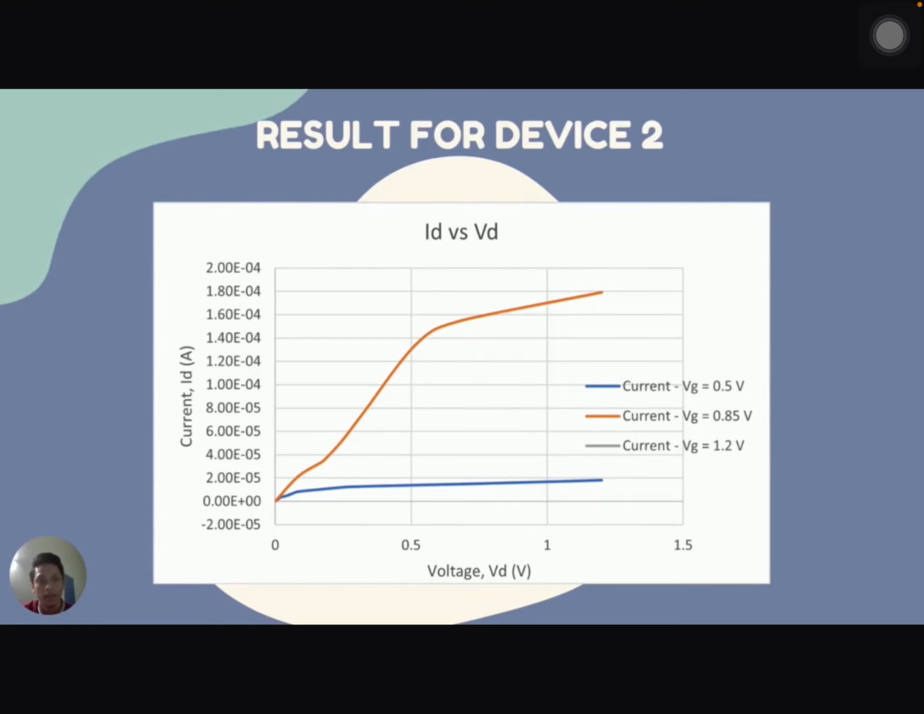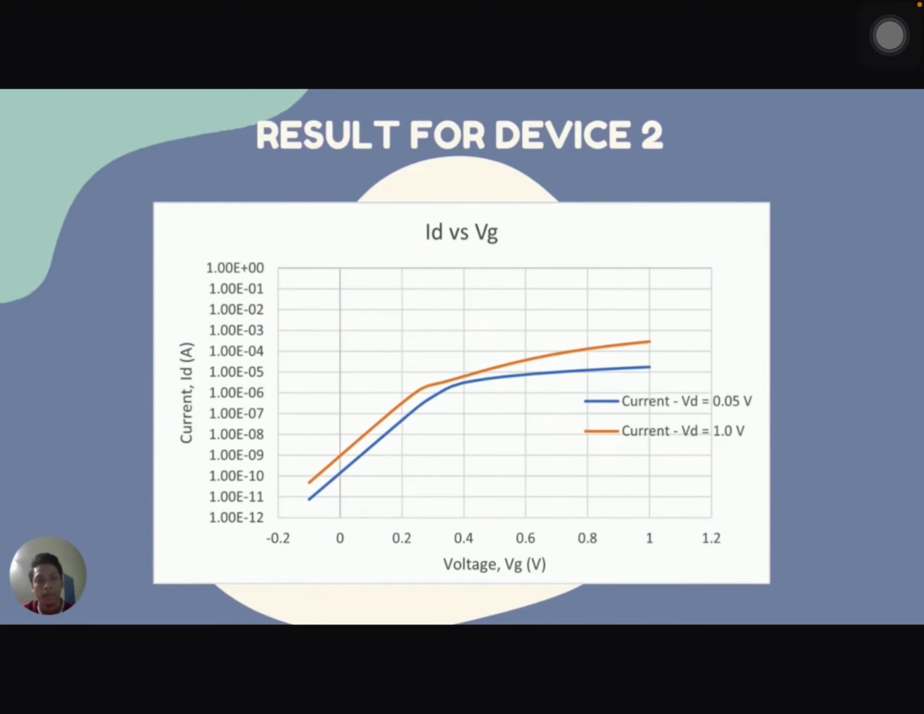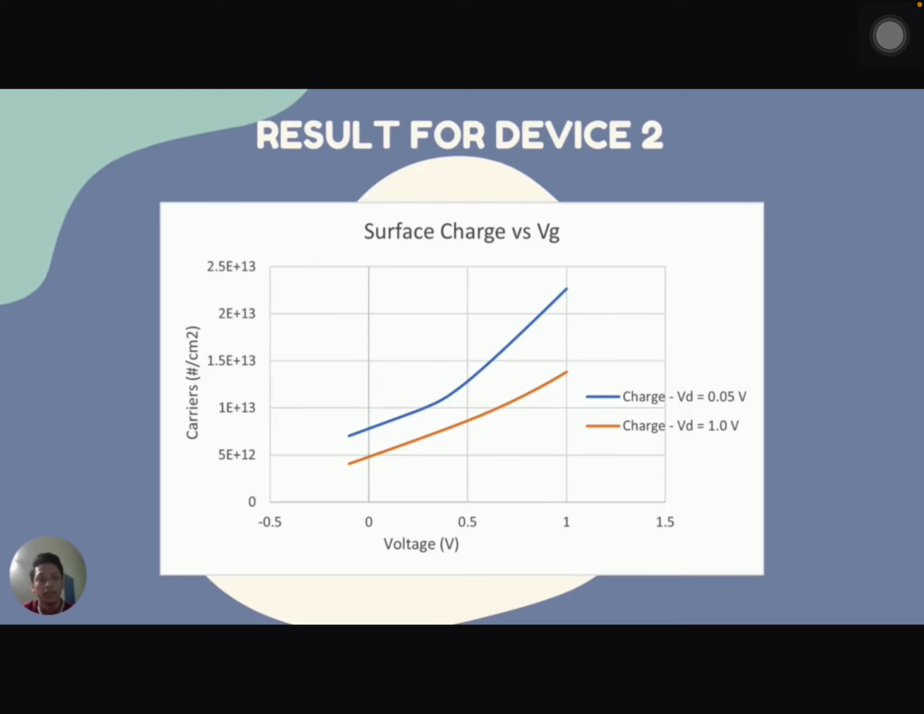Result for device 2: for the ID versus VD graph, when we apply higher VG, we get higher ID current, and when we apply lower VG, it will produce lower ID current. For the ID versus VG graph, when we use higher VD, we get higher ID current, and lower VD gives lower ID current. For surface charge versus VG, higher VD voltage produces lower carrier concentration, and lower VD gives higher carrier concentration.